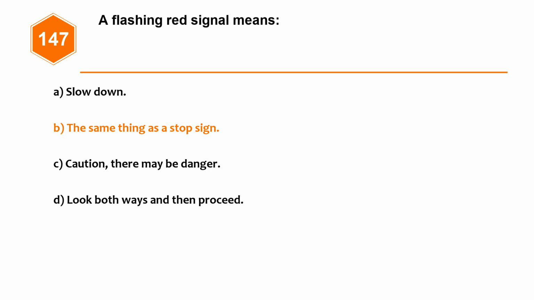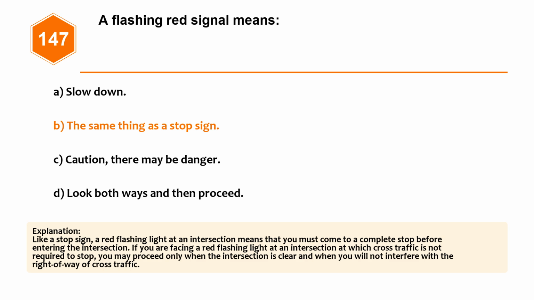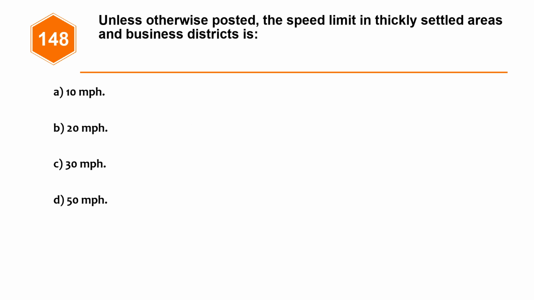The correct answer is option B. The same thing as a stop sign. Explanation. Like a stop sign, a red flashing light at an intersection means that you must come to a complete stop before entering the intersection. If you are facing a red flashing light at an intersection at which cross traffic is not required to stop, you may proceed only when the intersection is clear and when you will not interfere with the right-of-way of cross traffic.